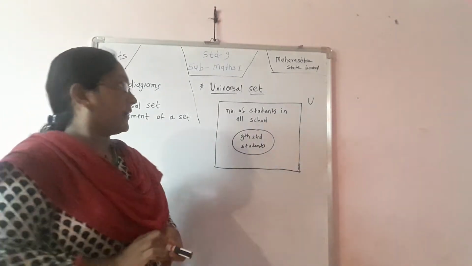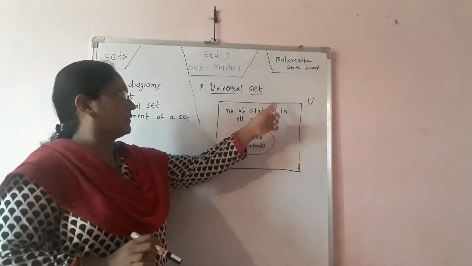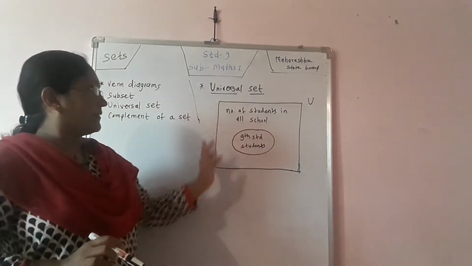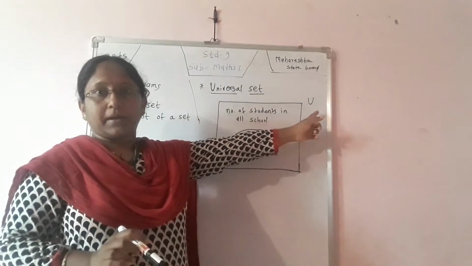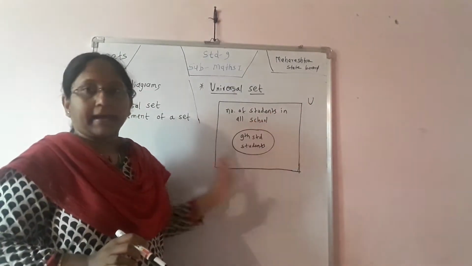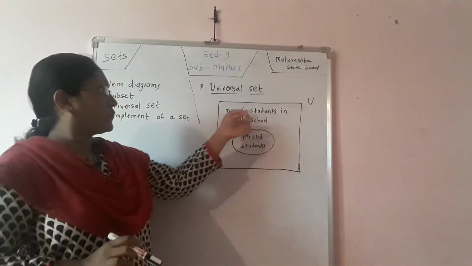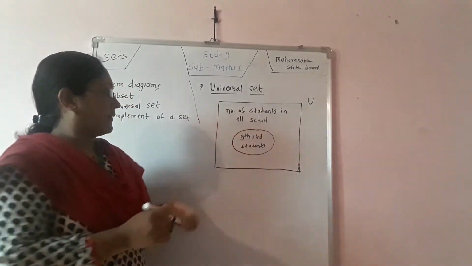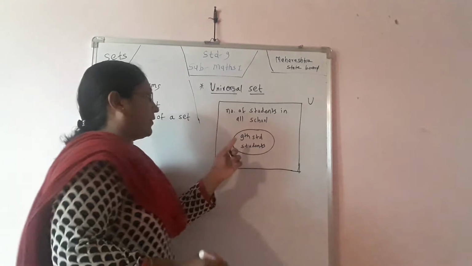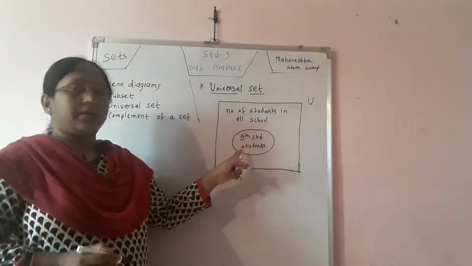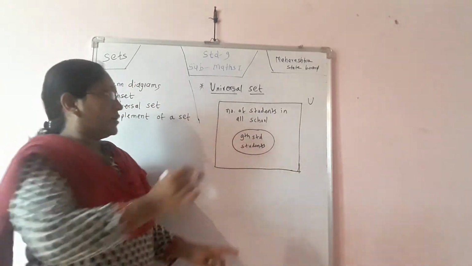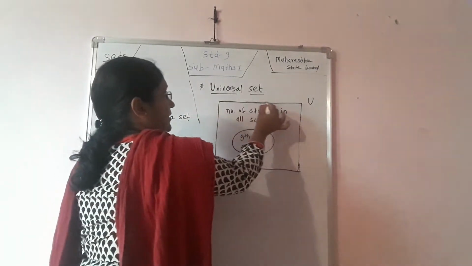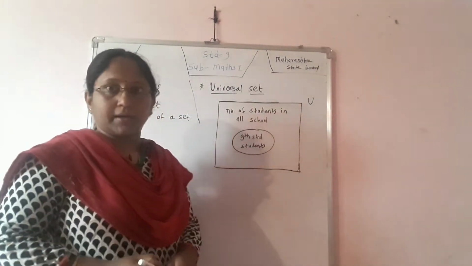See here, I take one example of universal set U. One set is represented and given the name U, and it is a rectangle shape. The number of students in all schools, and in that another set is also taken, the 9th standard students. Okay, so as compared to this, the universal set is bigger.